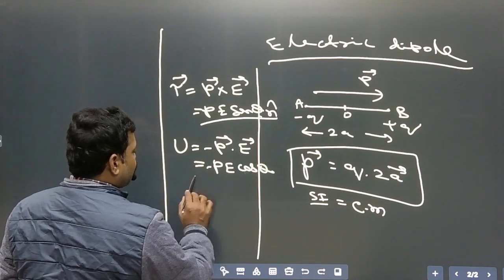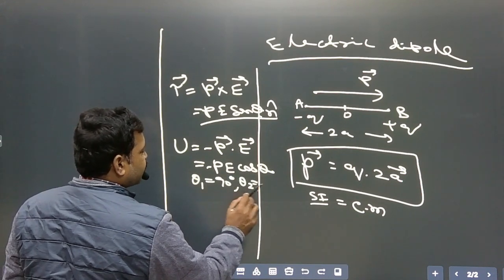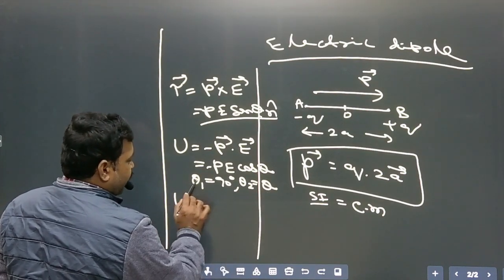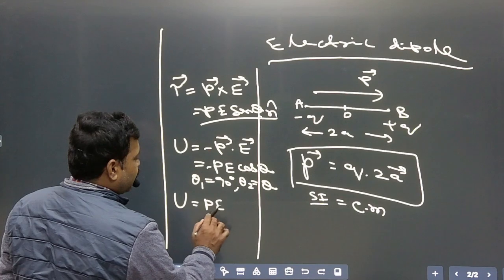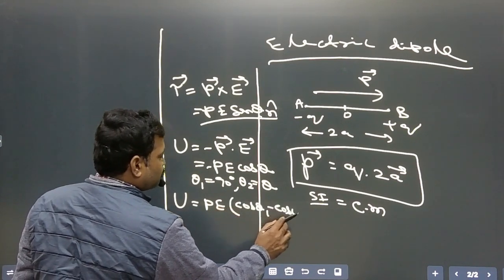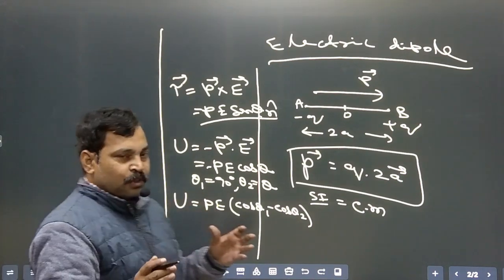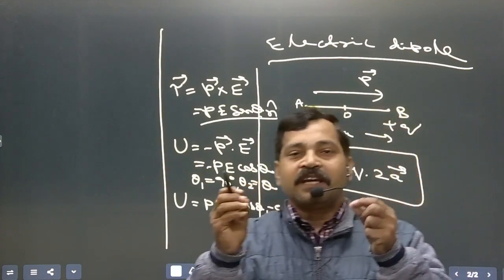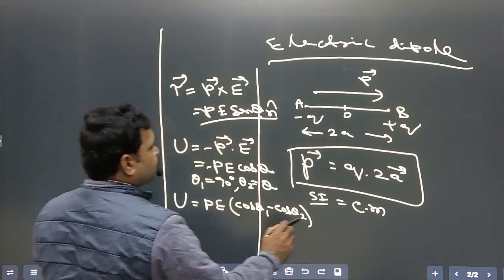In this case, we have assumed the initial position as 90 degrees and the final position as theta. If some initial angle and final angle are given, then we can write this as P E into cos theta 1 minus cos theta 2. From the potential energy, we can conclude whether an electric dipole will be in stable equilibrium or unstable equilibrium. How? You can find objective type questions asked.